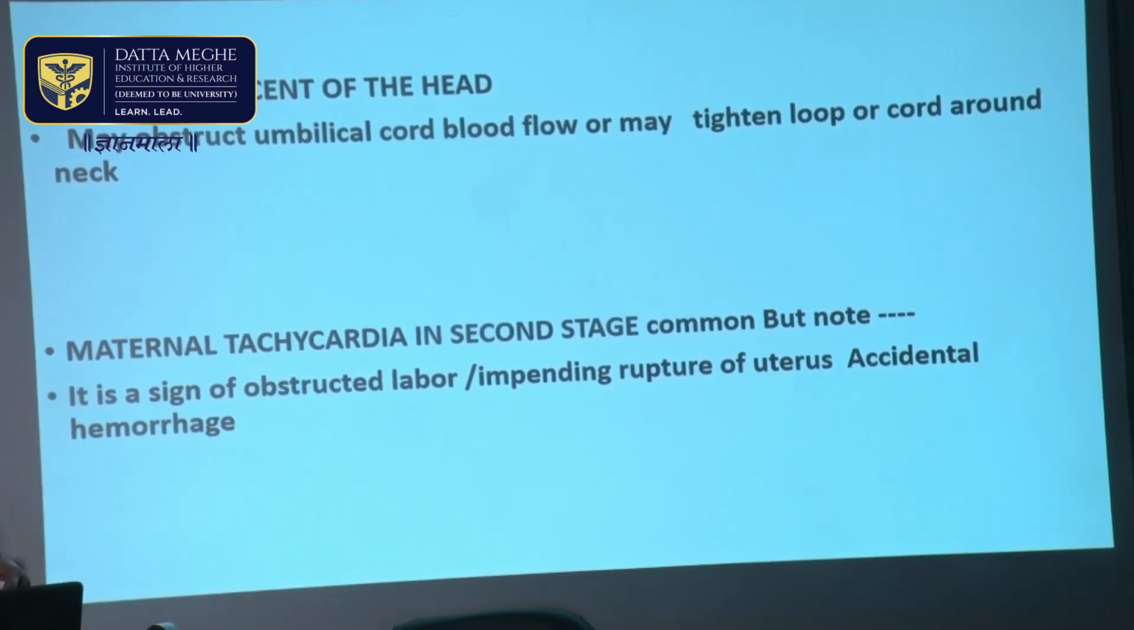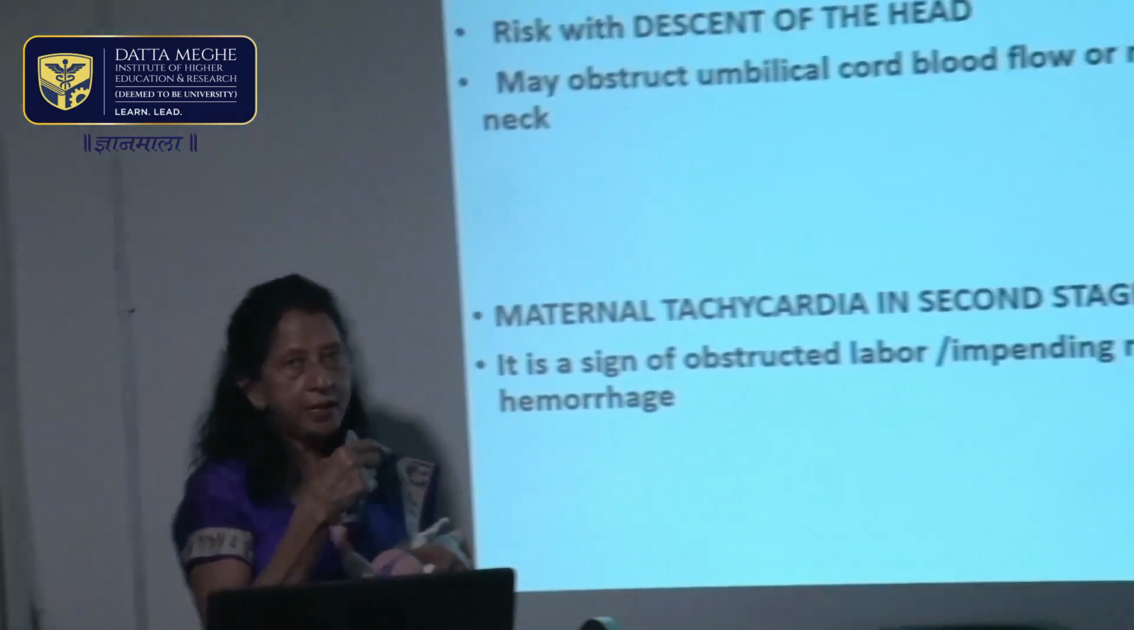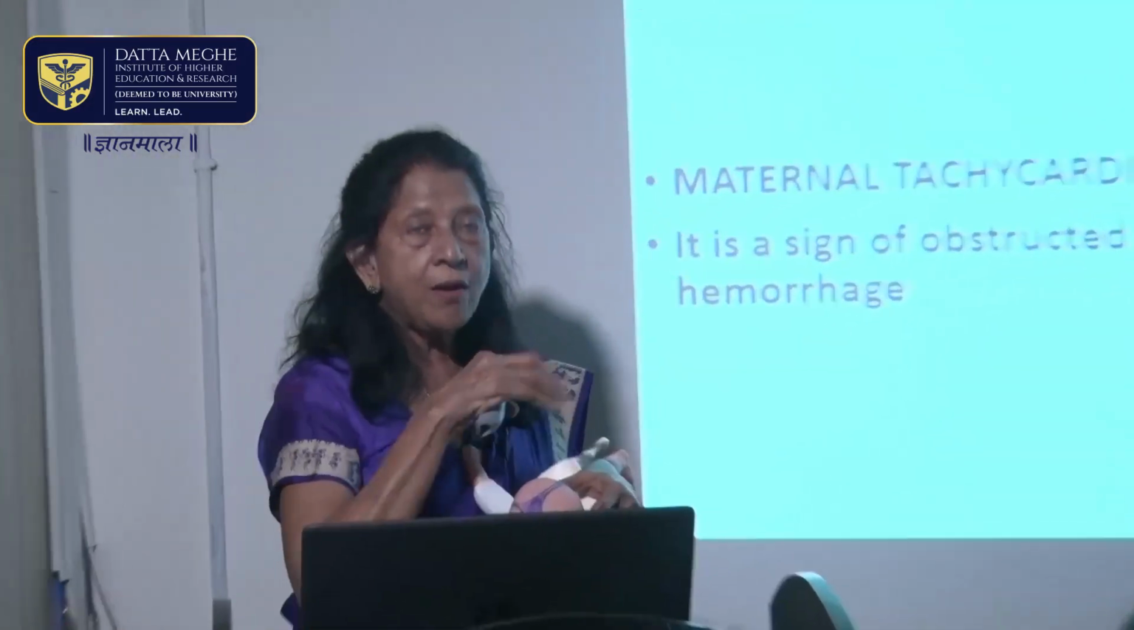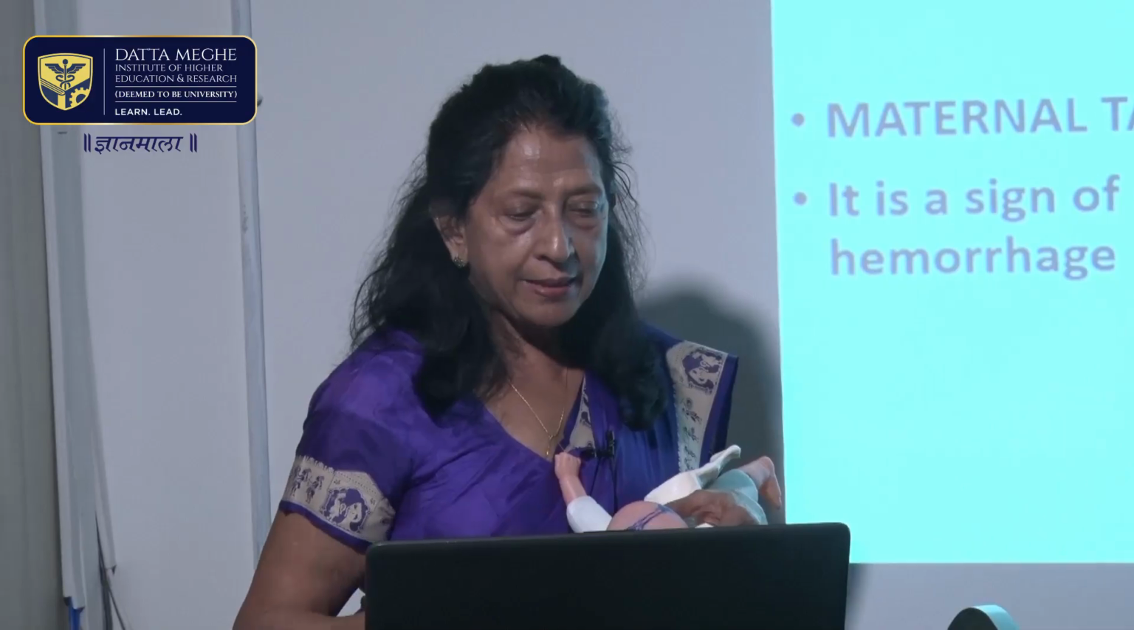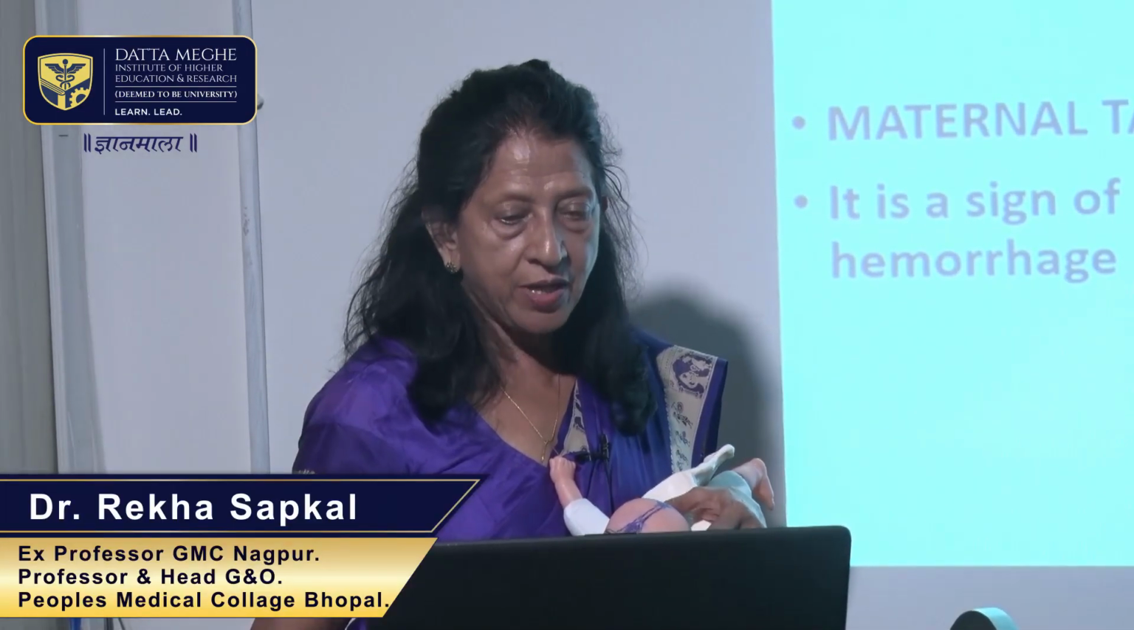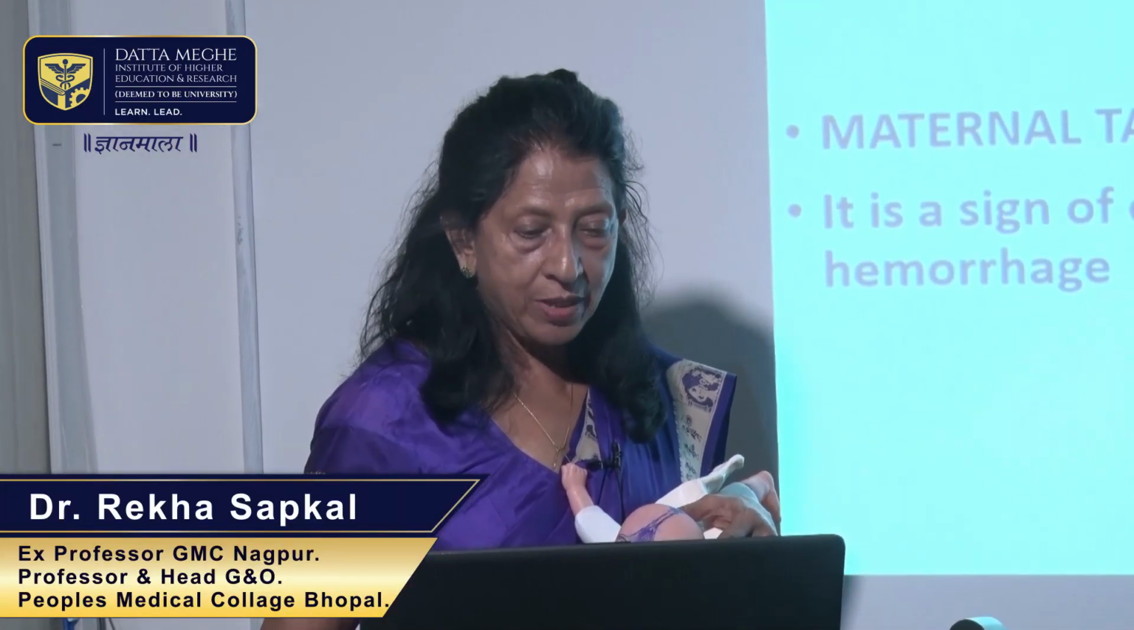What is the risk? Maternal risk with the descent of the head. If there is a loop of cord around the neck, the head may not descend. With the uterine contractions, there is compression of the placenta also, and maternal tachycardia may be there, fetal bradycardia may be there.